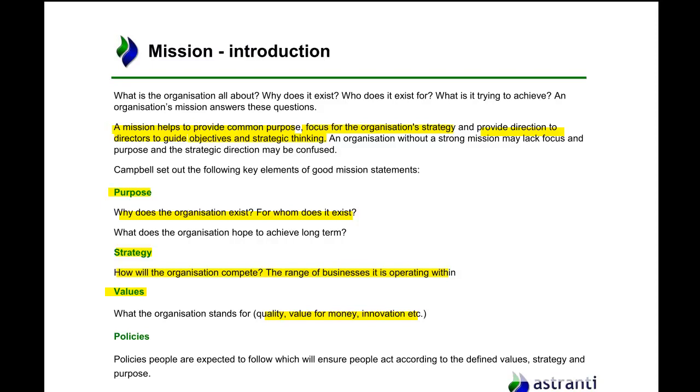And then finally we have policies. Our policies don't necessarily conform to part of the mission statement in the same way as the other three. They wouldn't necessarily be included in the mission statement, but these are ones that are more internal to the organization. This is how people who are working at the company, people who are stakeholders of the company, how they are expected to conform so that we are meeting that purpose, we are meeting that strategy, we are meeting those values.